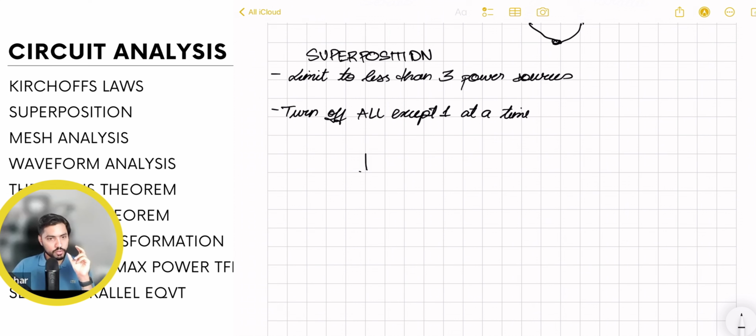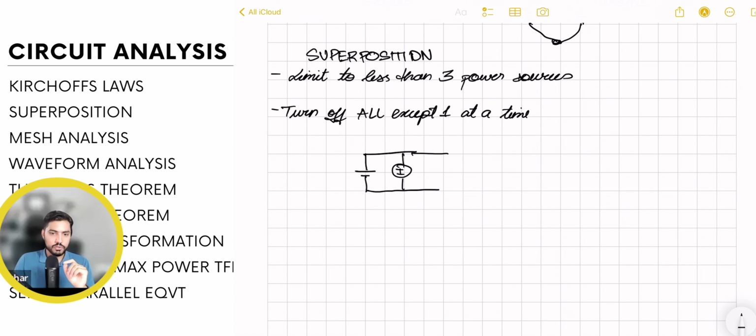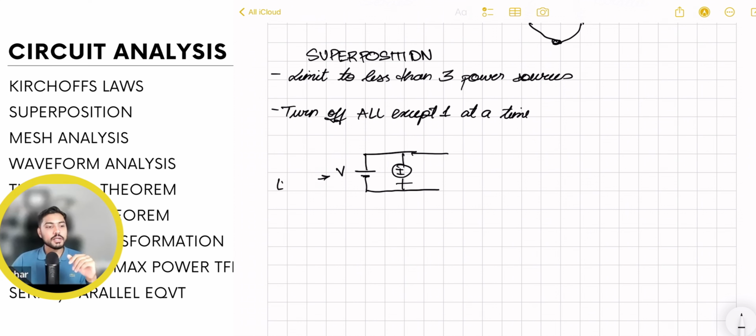The way superposition works is pretty simple. You turn off all the power sources except one at a time. So let's say I have a circuit that contains a voltage source and it also contains a current source, right? And the rest of the circuit continues. When I'm doing superposition, and the order doesn't matter, I'm going to leave, let's say, the voltage source on, and I'm going to turn off the current source. When you turn off the current source, what does that mean? Turning off a current source means that you remove it physically from the circuit, making it an open circuit.